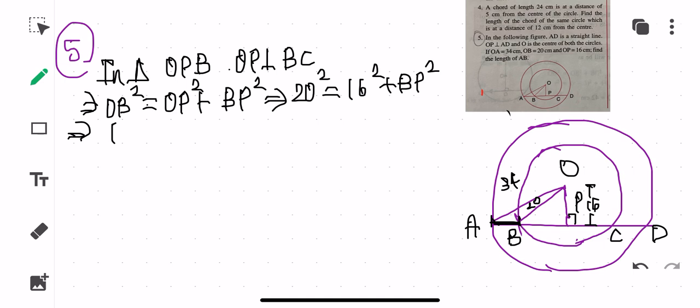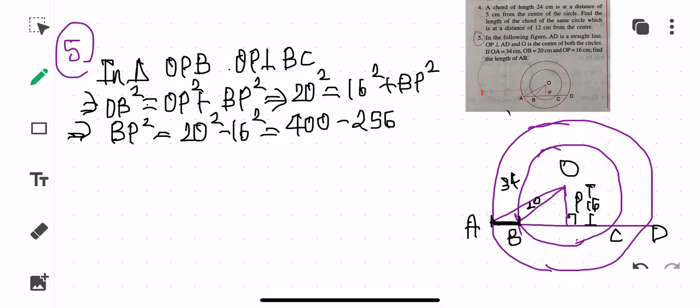This implies BP square is equal to 20 square minus 16 square. How much is 20 square? It is equal to 400, and 16 square is equal to 256. So this comes out to be 144. This implies that BP is equal to 12, because the square root of 144 is 12. So you have just calculated BP, and now what will you be doing?